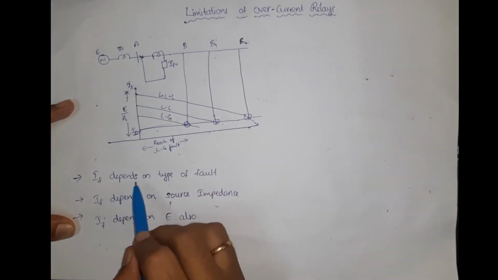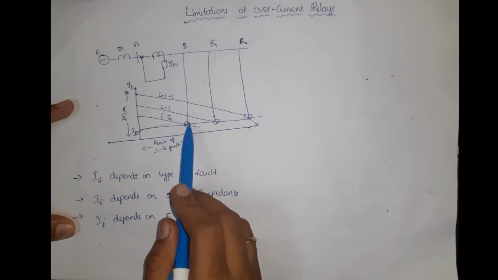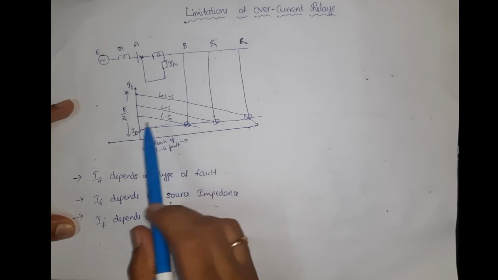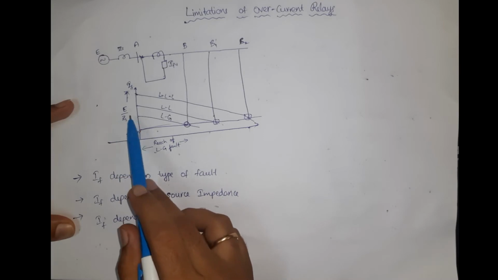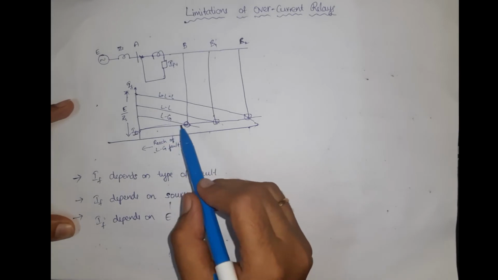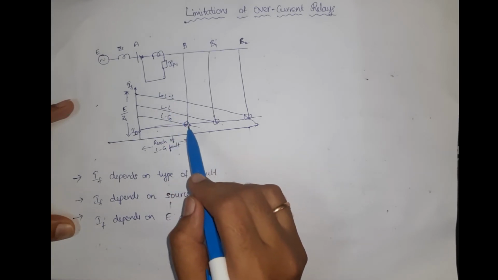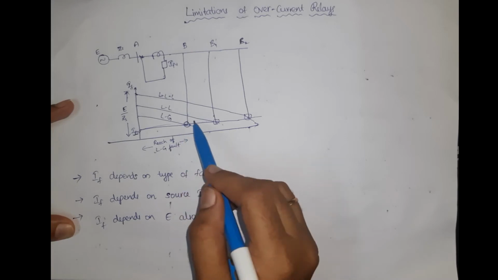So the amount of impedance affects the relay operation. Point number 1 is that IF depends upon the type of fault. Depending upon the fault, the impedance is varied, and depending upon the impedance, the fault current is varied. That means as the severity of the fault decreases, the relay operation varies.